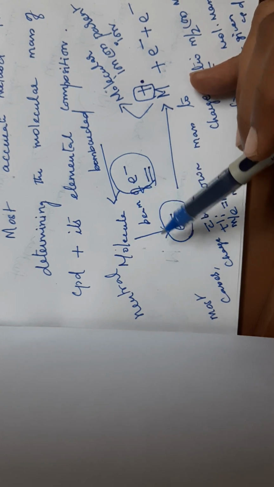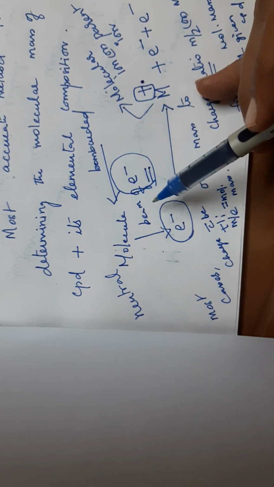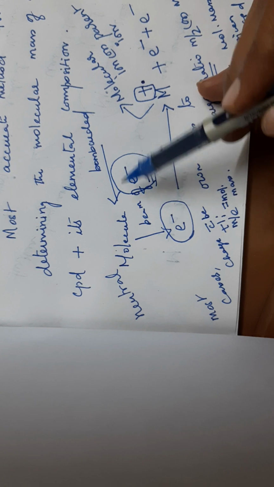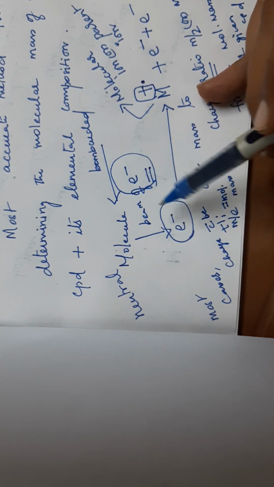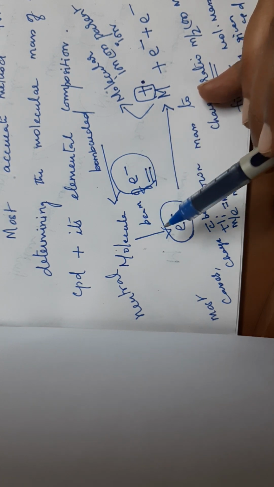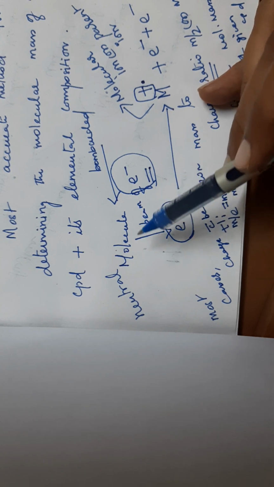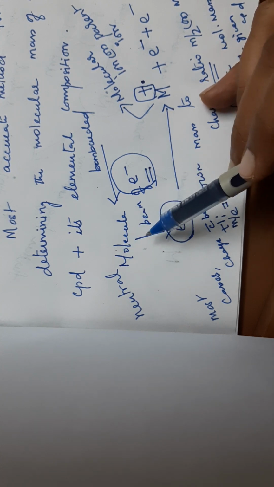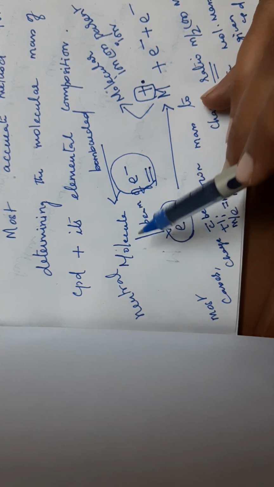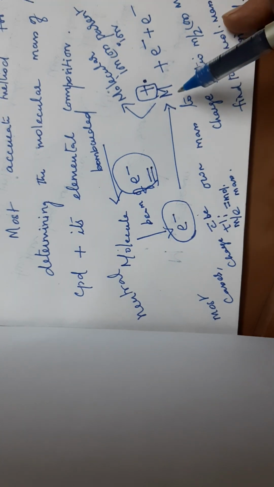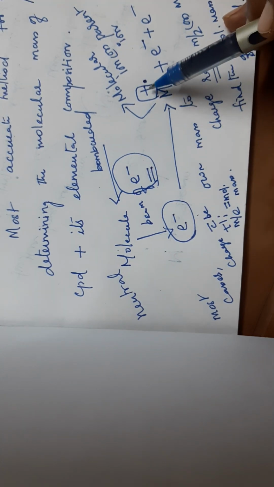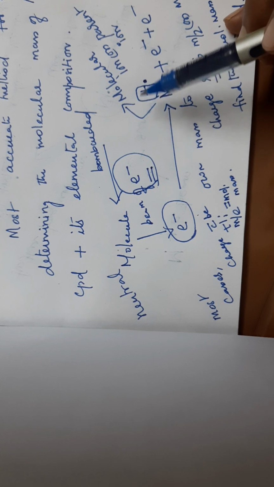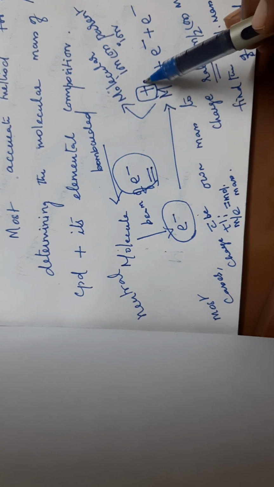So we have a neutral molecule. This neutral molecule is bombarded with a beam of electrons. When it is bombarded with a beam of electrons, it will remove one electron from this neutral molecule. Since one electron is removed from this neutral molecule, this becomes the molecular ion M+, and since one electron from an electron pair is removed, it has a free radical. So that is denoted by this dot.